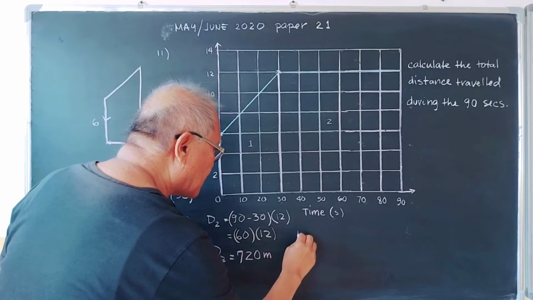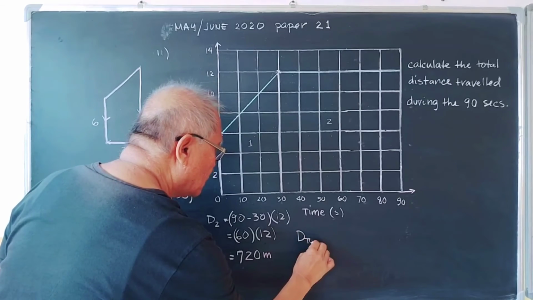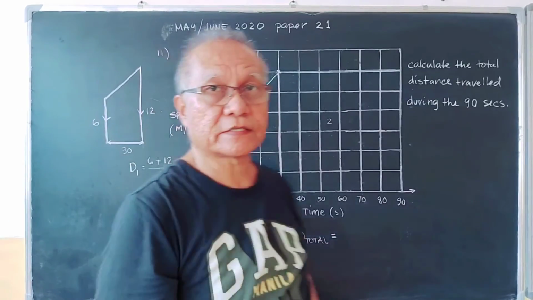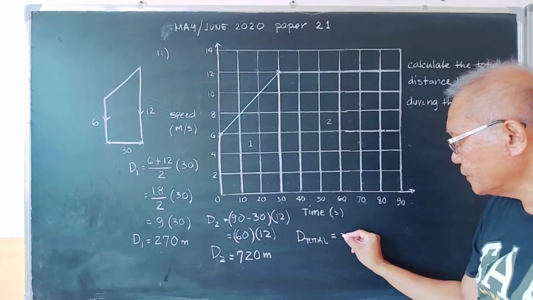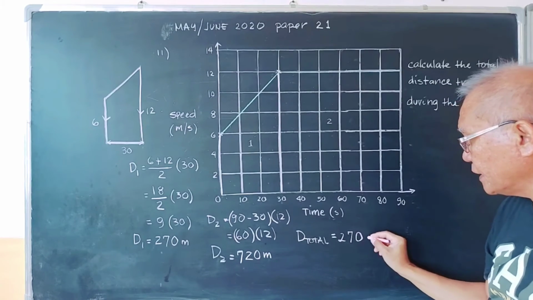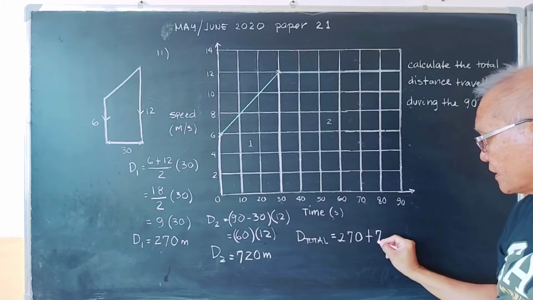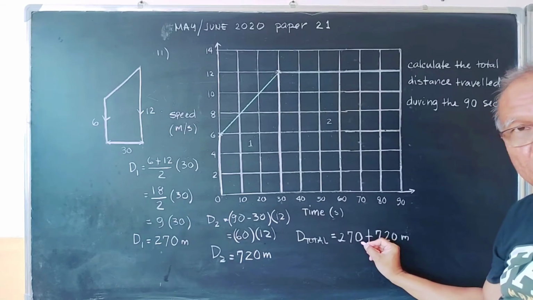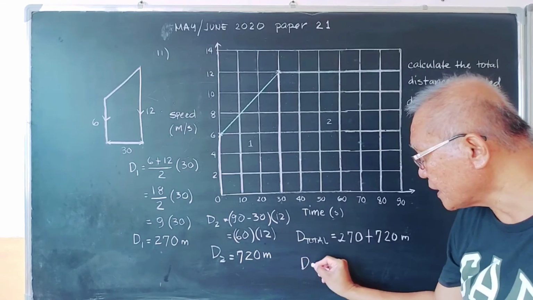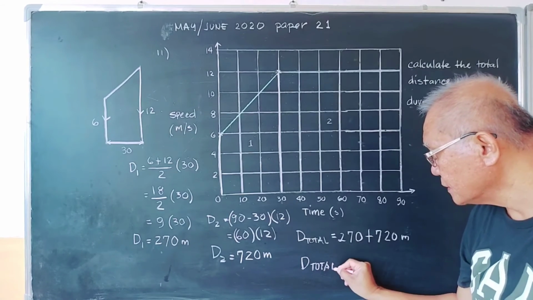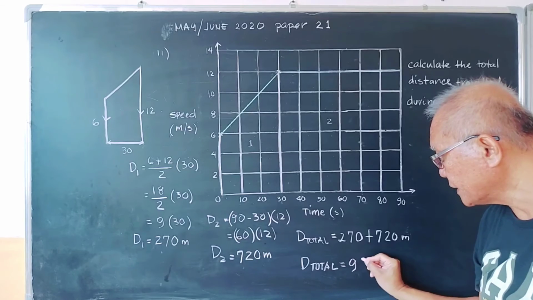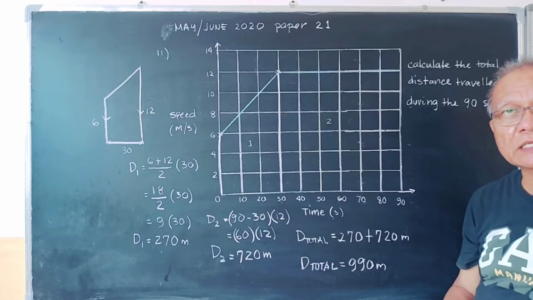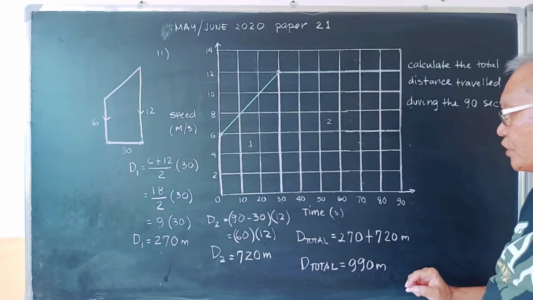So what is the total distance traveled? The total distance is equal to 270 plus the 720 meters. This is also in meters. So the total distance is equal to 990 meters. That is the total distance traveled by our object.